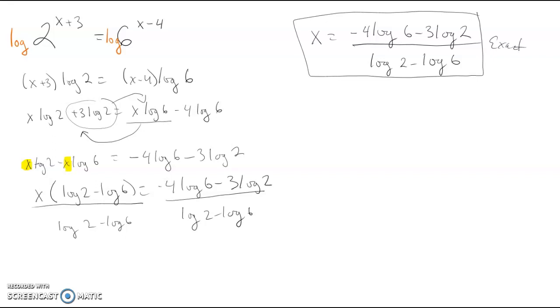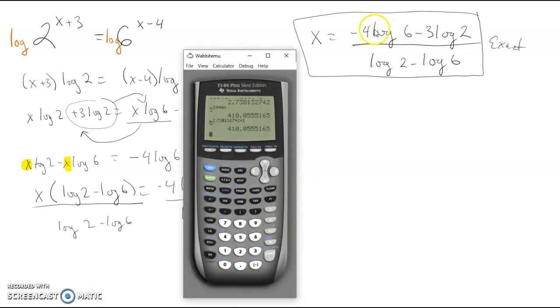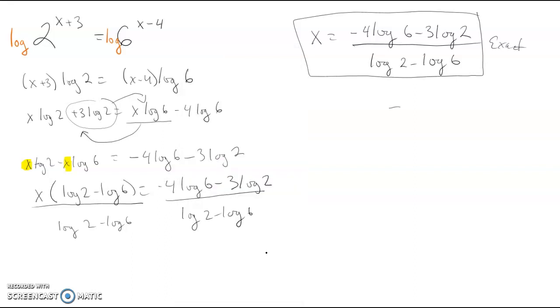If I want an approximate answer, let's plug this guy in. Now, there definitely are more things in my numerator, so we'd have to use parentheses. So negative 4 log 6, close that, minus 3 log of 2, close that, divide by, then open that denominator up, log of 2, and then minus log of 6. Close, close. And if you got about 8.416, good job. Again, this is the approximate answer.